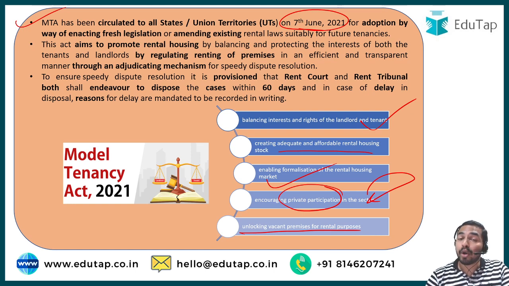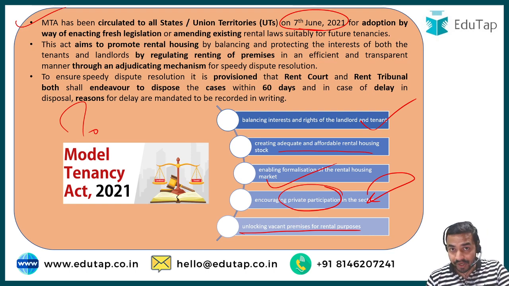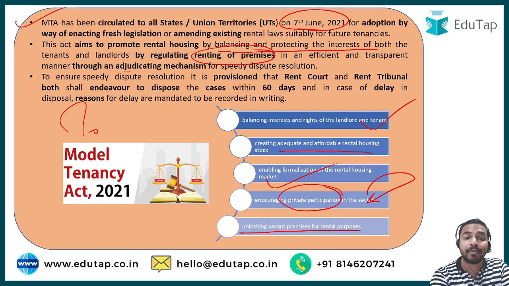And if we talk about the aim, why exactly the Model Tenancy Act 2021 has been brought up by the government of India. It has been brought up to promote rental housing by balancing and protecting the interests of both the tenants and landlords. And how will this be done? By regulating the renting of premises in an efficient and transparent manner. And how will this be done? Through an adjudicating mechanism for speedy dispute resolution.